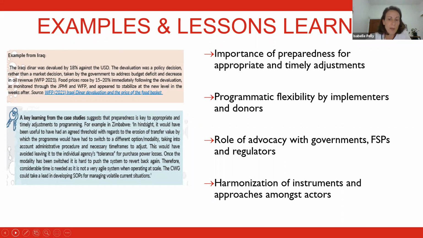So one really is the importance of preparedness for appropriate and timely adjustments to programming. We all know this takes time, particularly collectively, and so having the triggers and thresholds in place is really key. Programmatic flexibility to be able to change between response options by implementers, of course, but donors as well. The role of advocacy with governments, with financial service providers and regulators as a fundamental enabler of some of these changes. And then finally, the value of harmonization of instruments and approaches amongst actors. So really emphasizing the need for this all to be done collectively. So hopefully that helps guide you through the document and pique your curiosity to explore it more.